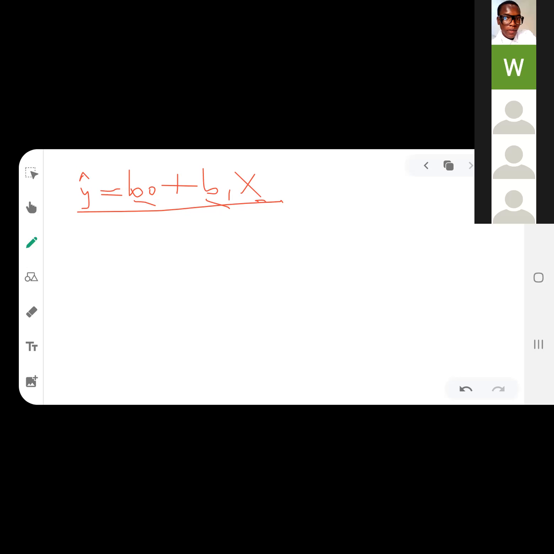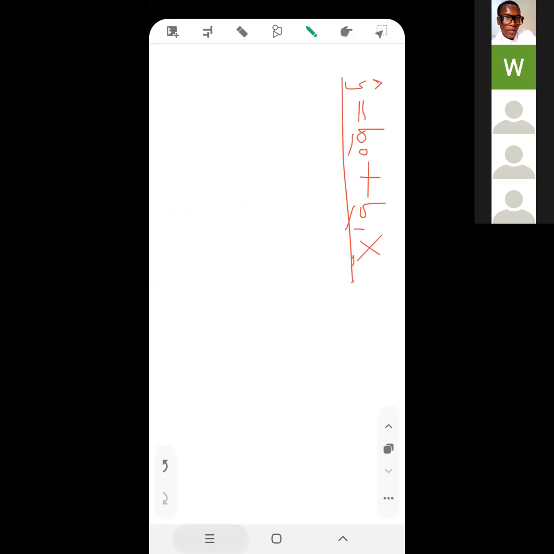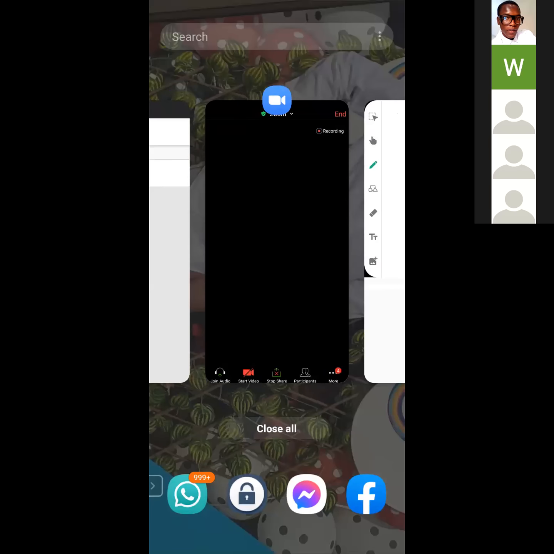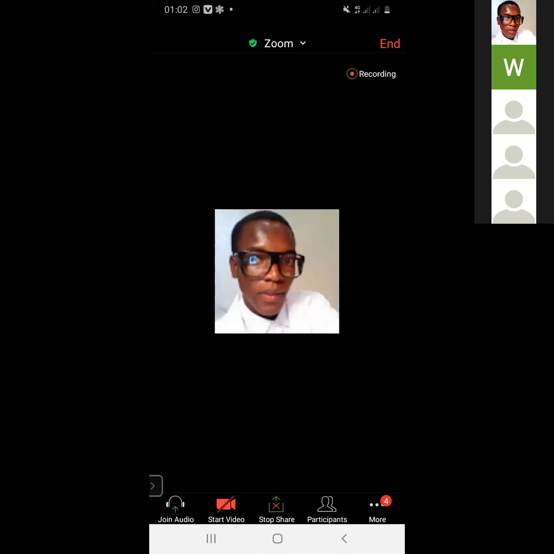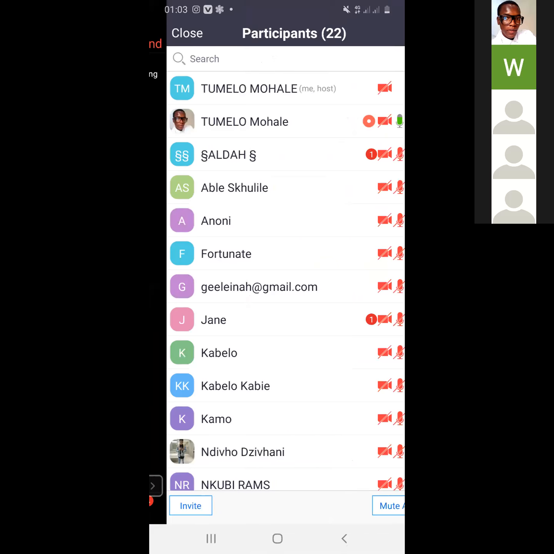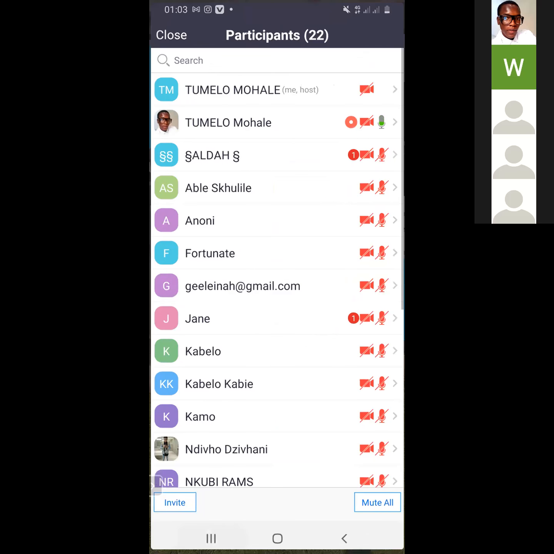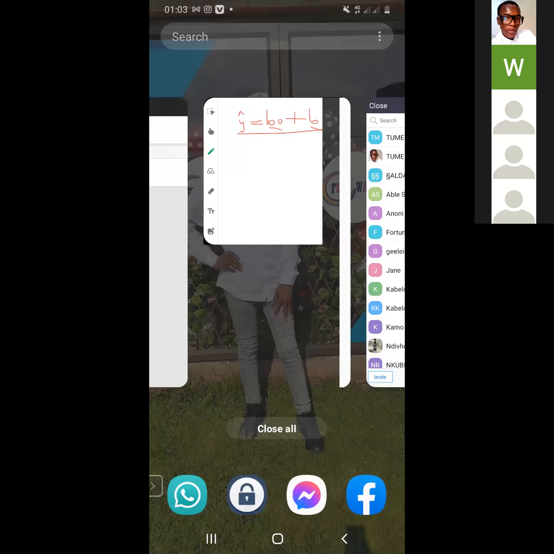So make sure all of you are punching this information in the calculator because I will ask you to give me the answer. I will pick you randomly. So if you are unable to enable your mic, you can type the answer in the chat room.